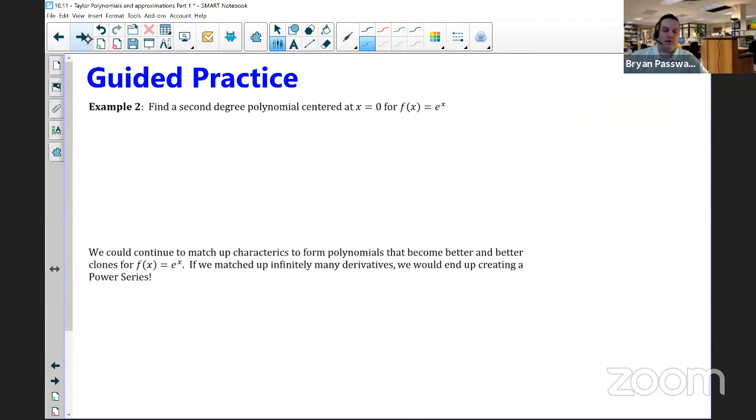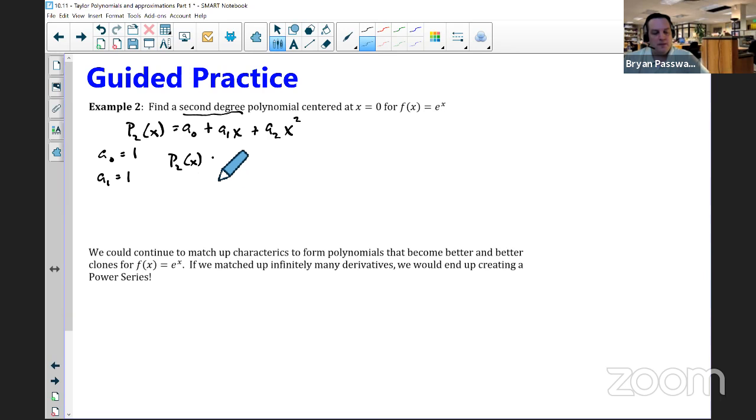And so how are we going to get better and better ideas or approximations? Well, we create more and more matches. And so the same type of problem, we could create a second degree polynomial. Well, a second degree polynomial would be a p sub 2, and that would be a sub 0 plus a sub 1x plus a sub 2 x squared. The good news is we've already cloned the first two things, right? We already know from our last example that a sub 0 is 1 and a sub 1 is also 1. So we know those two things. So our second degree polynomial is going to look like 1 plus 1x plus something x squared.